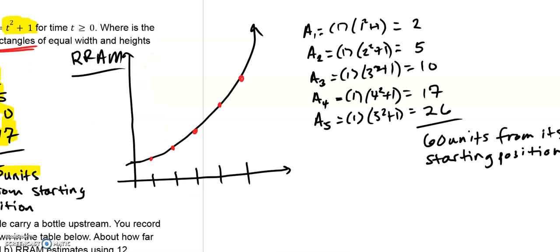Looking at the right rectangles, you don't start at 0, you're actually going to start at 1 and end with 5. So 5 is your last height, right? Since it's increasing and it's a right sum, it's going to be an overestimate. This is going to be your upper end, or your upper estimate. So let's go ahead and draw the rest of them in here.